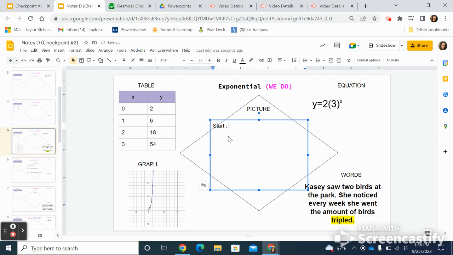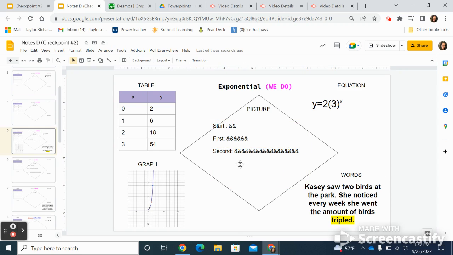We start with the word start. How many birds did I start with? I have 2. I'm going to use the and symbol. The first time around, I have 6. And then the second time around, I have 18. So kind of have to count these out. And so you can see that it is growing exponentially. It's getting bigger quick. Okay, so there is how you do an exponential diamond.